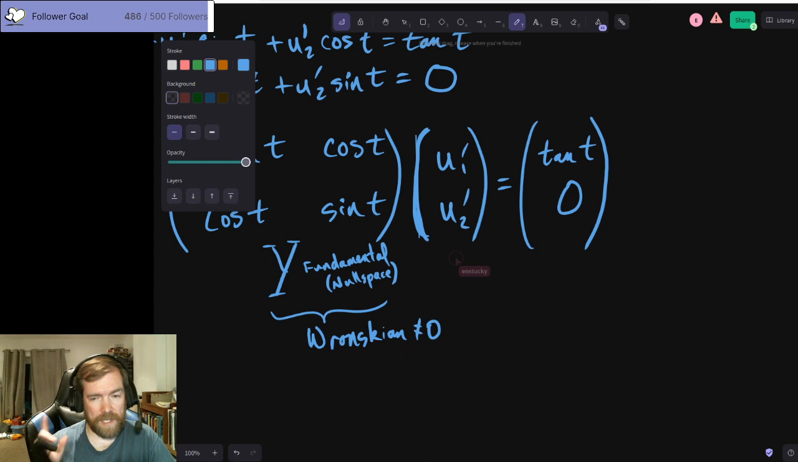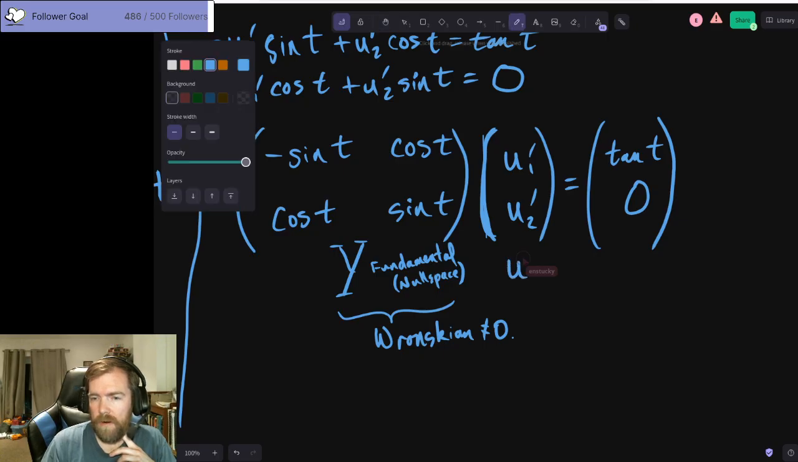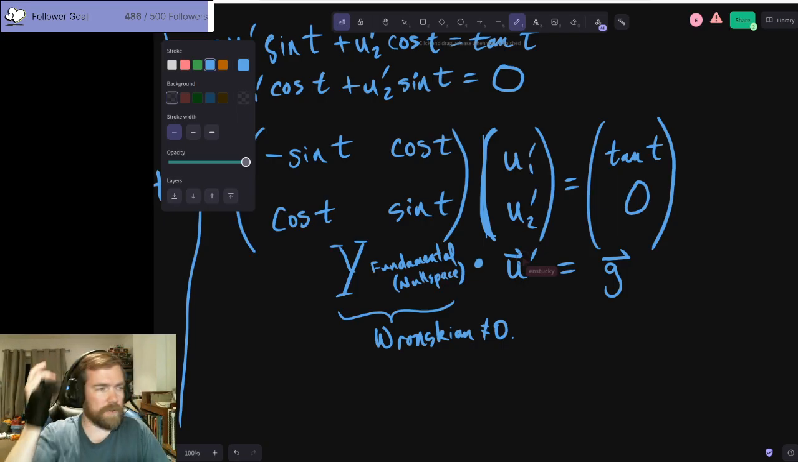Right, and the Wronskian can't be equal to 0, so we could also check that if we were interested. This is negative sine squared minus cosine squared. It's going to get us a negative 1, so we're good there. And here we get our u prime vector. When we multiply these things together, this is going to get us our g vector, which was our general vector for the non-homogeneous portion.